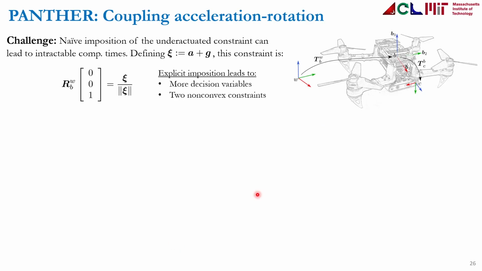So, in an underactuated UAV like this one, we have that this constraint over here needs to be satisfied at all times. This constraint says that the last column of the rotation matrix needs to be equal to the normalized relative acceleration. The thing is that if we impose this constraint explicitly in the optimization problem, on one hand it leads to more decision variables, and on the other hand it leads to two non-convex constraints. So this constraint itself and also the constraint of this rotation matrix being unitary.